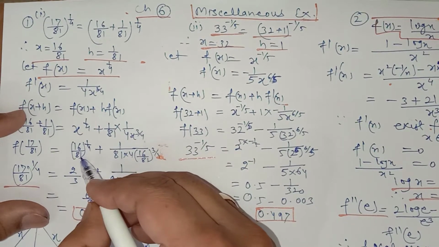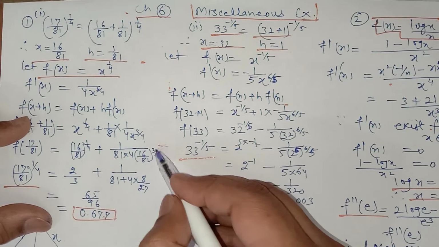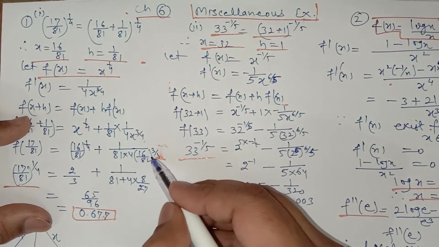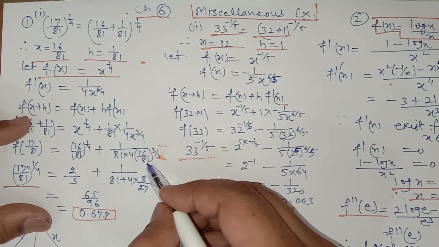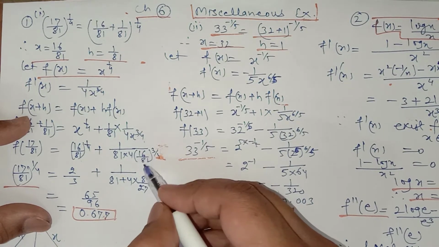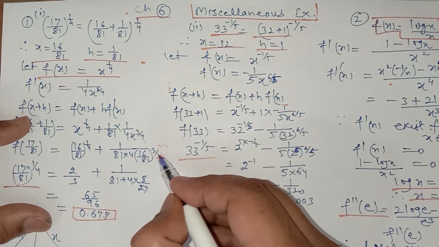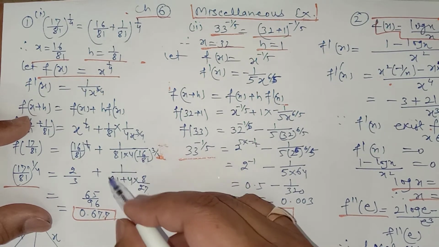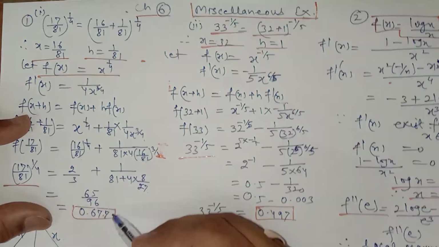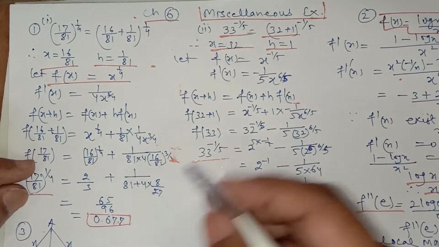So 16 upon 81 raised to power 1 upon 4 will be 2 upon 3. 16 upon 81 raised to power 3 upon 4 will be 8 upon 27. You know how to find the 3 upon 4 power. For 16 upon 81, you write 2 raised to power 4 upon 3 raised to power 4. The power 4 will cancel out. You'll get the cube of 2 upon 3, which is 8 upon 27. So you simplify it, add it, and it will be approximately 0.677, the value of 17 upon 81 raised to power 1 upon 4.